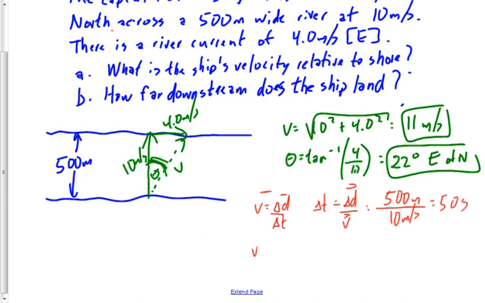Now let's turn around and say, V is equal to delta d over delta t. Let's rearrange this to solve for d this time.